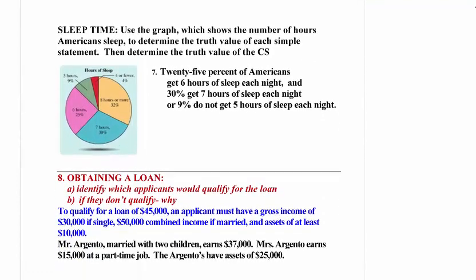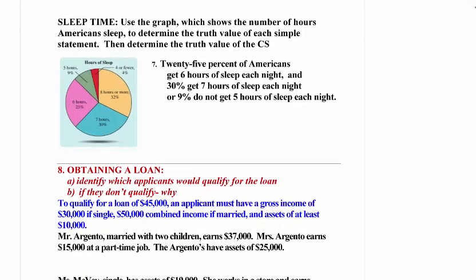So we're going to look at another type of truth value problem. This is actually a problem where they're going to make you find the truth values using the chart. So in this case, 25% of Americans get 6 hours of sleep each night. Is that true or false?